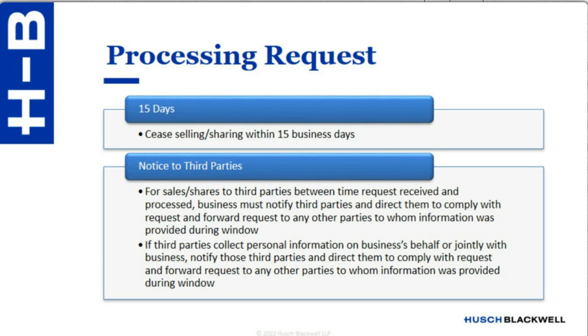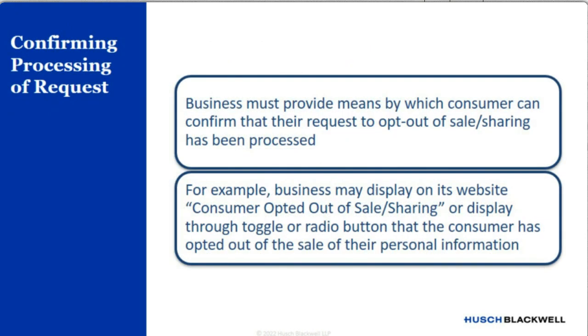But the takeaway here is you're going to be pushing down these requests, and part of that is already part of the CCPA as well. Something that's not is the next one, confirming the processing of the request. The first bullet point says businesses must provide means by which a consumer can confirm that the request to opt out of sale and sharing has been processed. When you look at the initial statement of reasons, they really make a big deal about this being a trend.